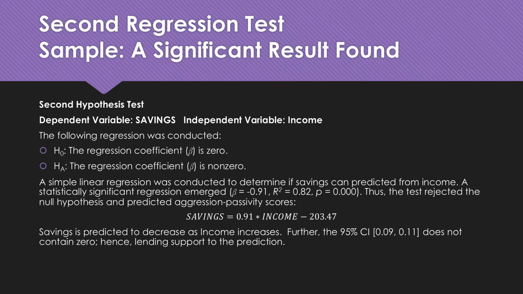Savings equals negative 0.91 times income plus 203.47. Savings is predicted to decrease as income increases. Further, the 95% confidence interval of 0.09 and 0.11 does not contain 0, hence lending support to the prediction.